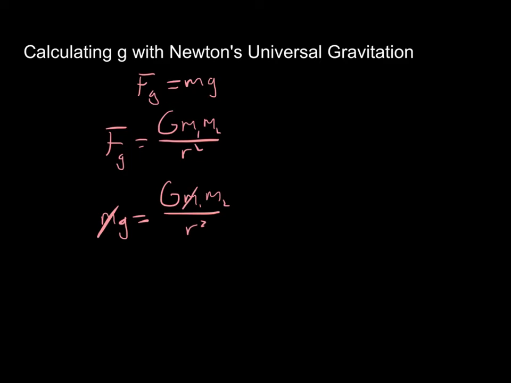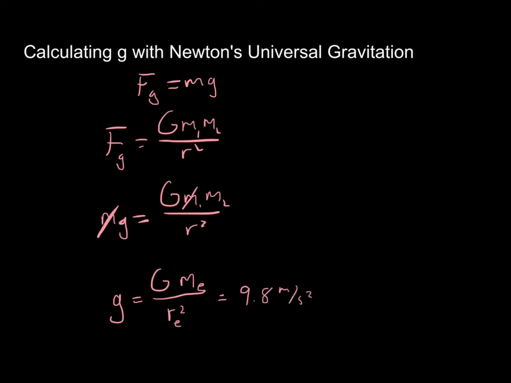And what that leaves us with is the ability to solve for g depending on the mass of the planet and the radius of the planet. For example, if you were to plug in all the numbers for Earth, if you did G, Newton's universal gravitation constant, times the mass of the Earth divided by the radius of the Earth squared, you would get 9.8 meters per second squared.